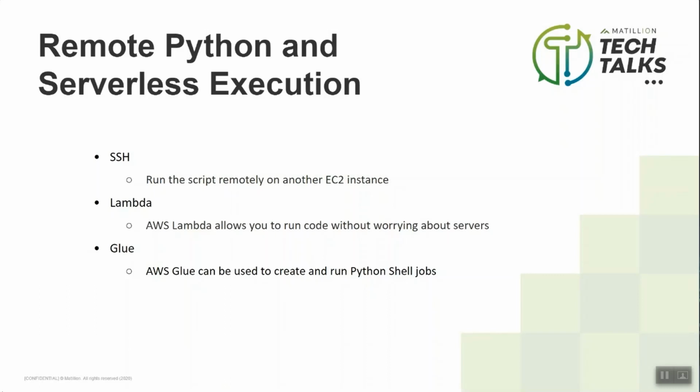So it's possible to run scripts remotely on another EC2 instance using an SSH command to connect to that instance. We could execute it remotely using a Lambda function without worrying about creating servers, or we could use AWS Glue to create and run Python shell jobs.